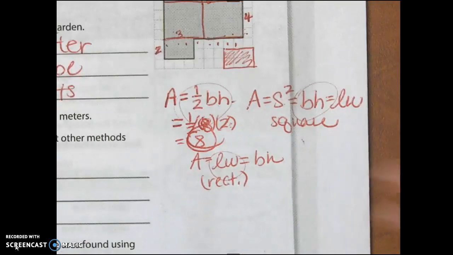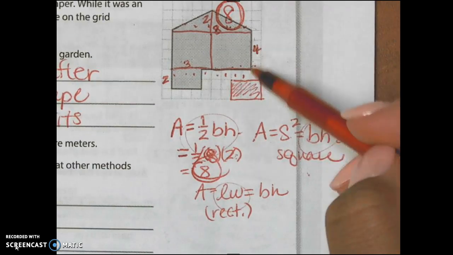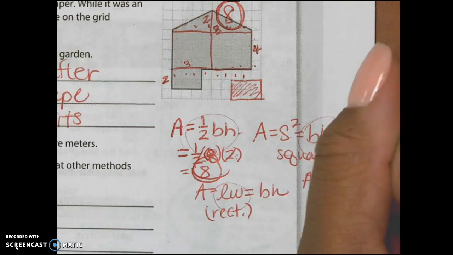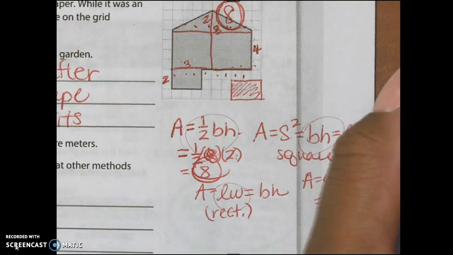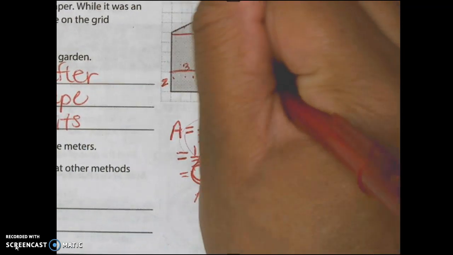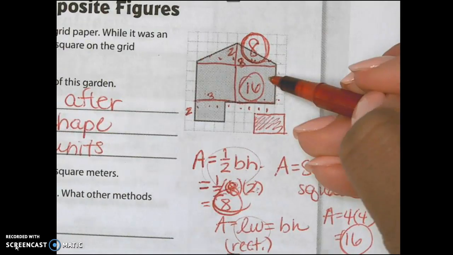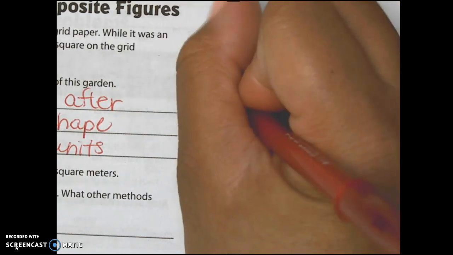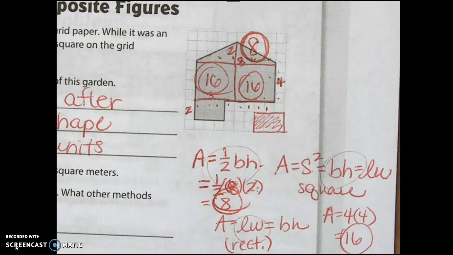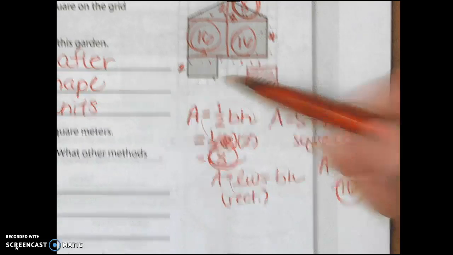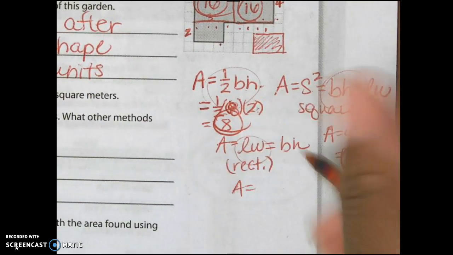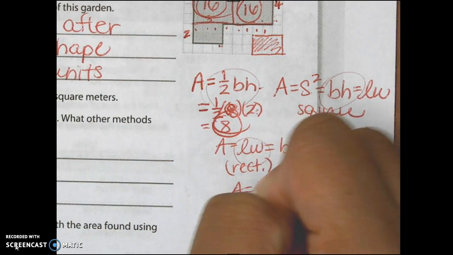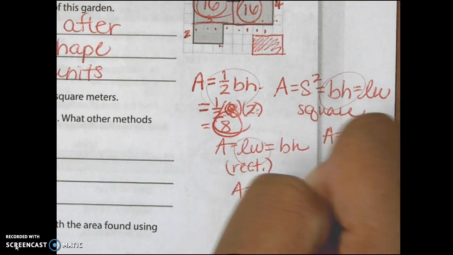Square. Side times side. What's one side? 4 times 4, which is 16. So if this is 16, then what's this? Also 16. This guy, who times who? This guy right here. 3 times 2. 6.